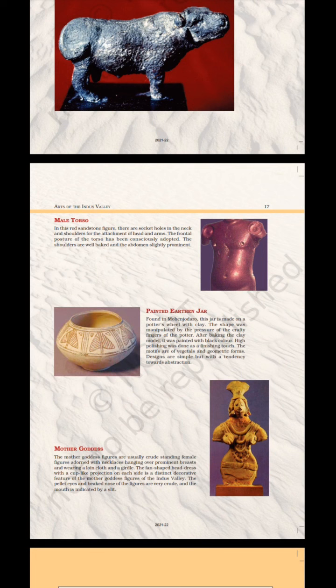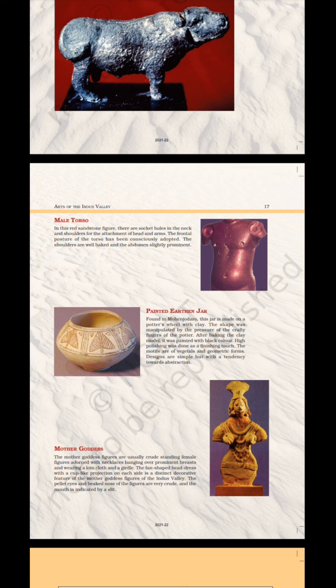Male torso. In this red sandstone figure, there are socket holes in the neck and shoulders for the attachment of head and arms. The frontal posture of the torso has been continuously adopted. The shoulders are well baked and the abdomen slightly prominent.